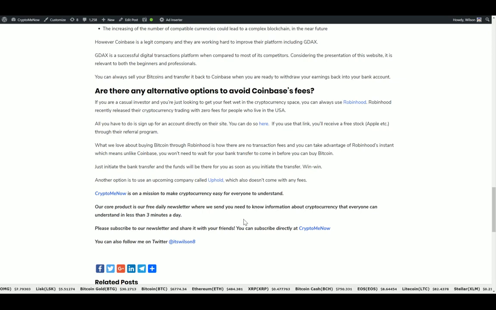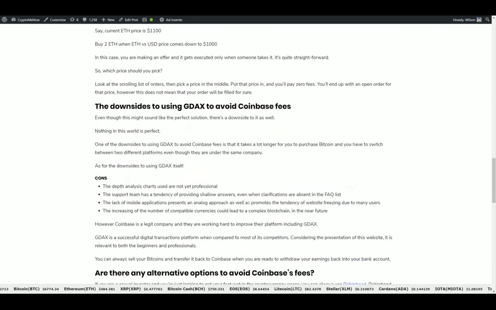Another option is a newer, upcoming company called Uphold, which also doesn't come with any fees and is kind of like a competitor to Robinhood. But if I were to choose between the two, I would definitely go with Robinhood. So that's a quick trick to do it. Just place that limit order within Coinbase Pro, and you'll be able to get your feet wet in the cryptocurrency space. Enjoy.